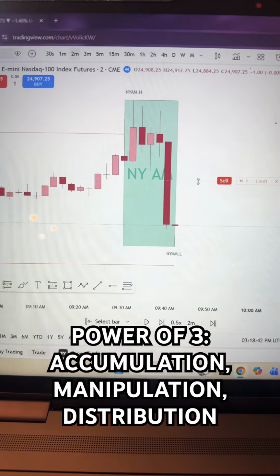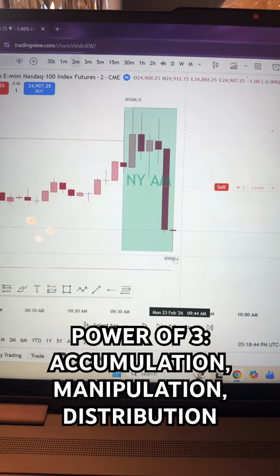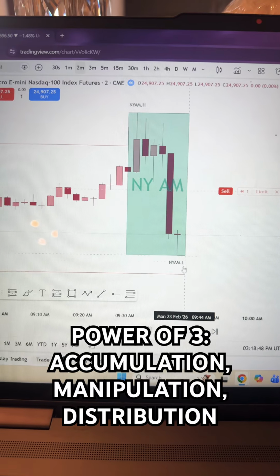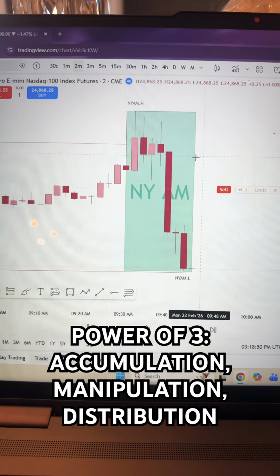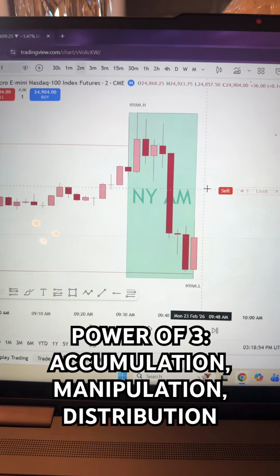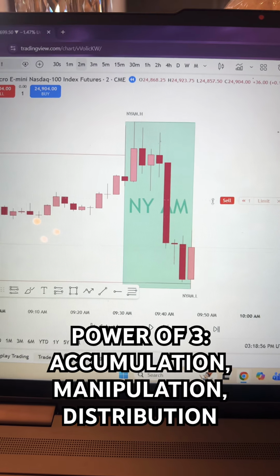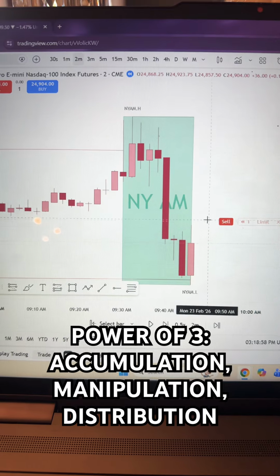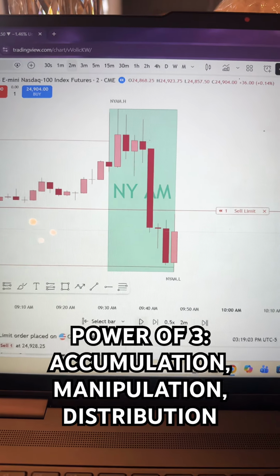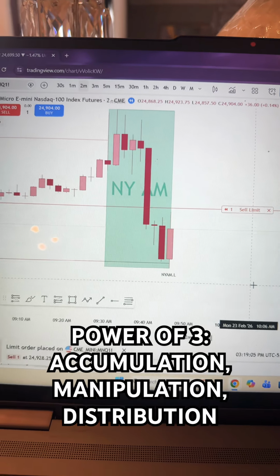So here we are on the 2-minute time frame, just to show you guys. So you would wait for this candle right here to close. And next you could see you got your fair value gap right here. So you could place your sell limit order right above here for price to tap back into there. Let's play it out.